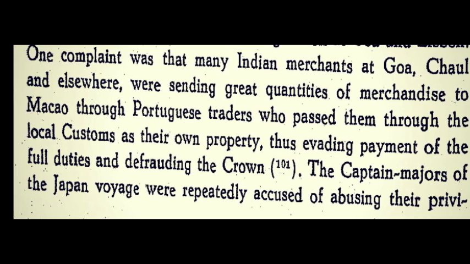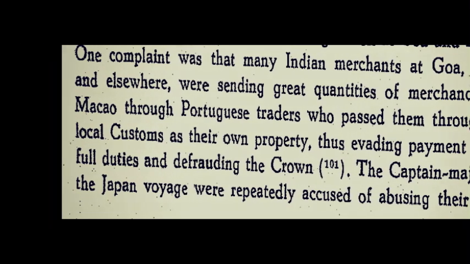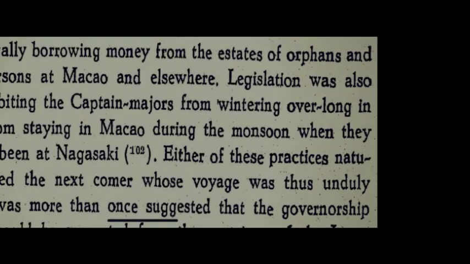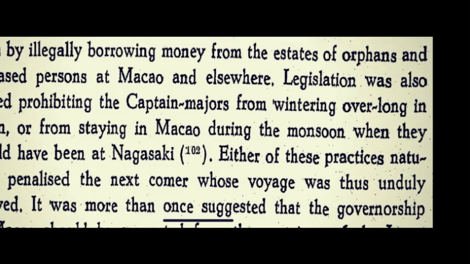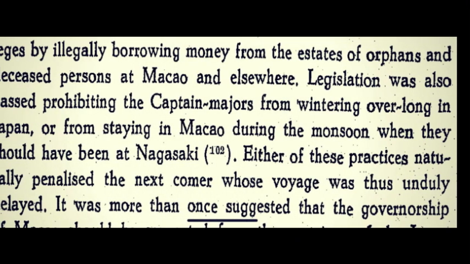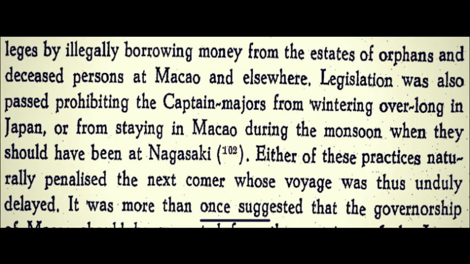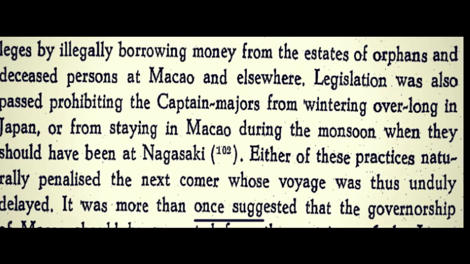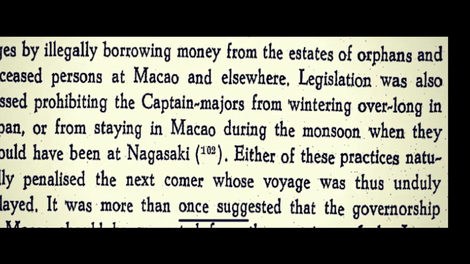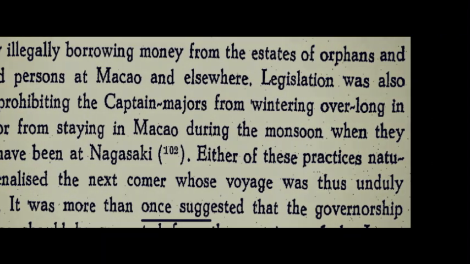The captain majors of the Japan voyage were repeatedly accused of abusing their privileges by illegally borrowing money from the estates of orphans and deceased persons at Macau and elsewhere. Legislation was also passed prohibiting the captain majors from wintering over long in Japan or from staying in Macau during the monsoon when they should have been at Nagasaki. There we get a mention of the old practice of buying, of borrowing, and of managing the estates of orphans and deceased people in a fraudulent manner, essentially.